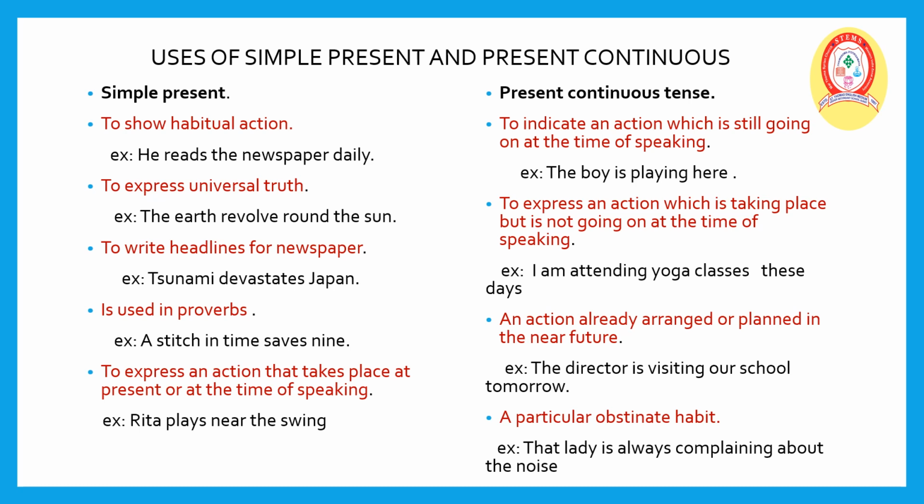Next point, an action already arranged or planned in the near future. So present continuous tense is also used when an action is already arranged or planned. For example, the director is visiting our school tomorrow. It's an arranged program. It's an action that is going to take place. For sure, you know that is there.